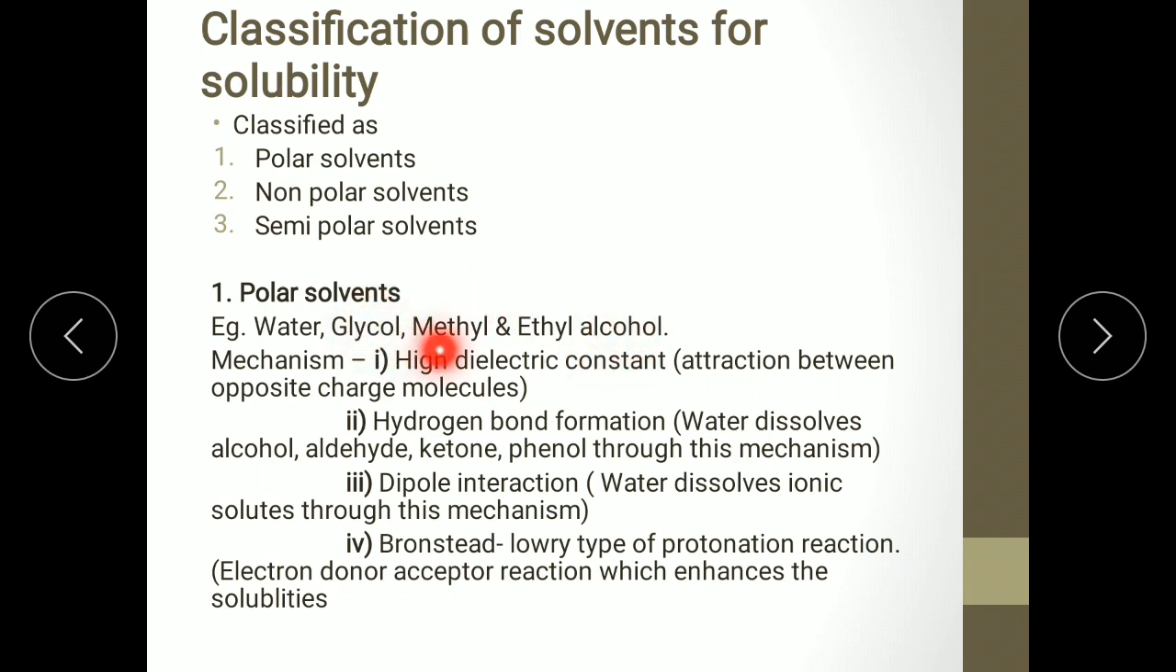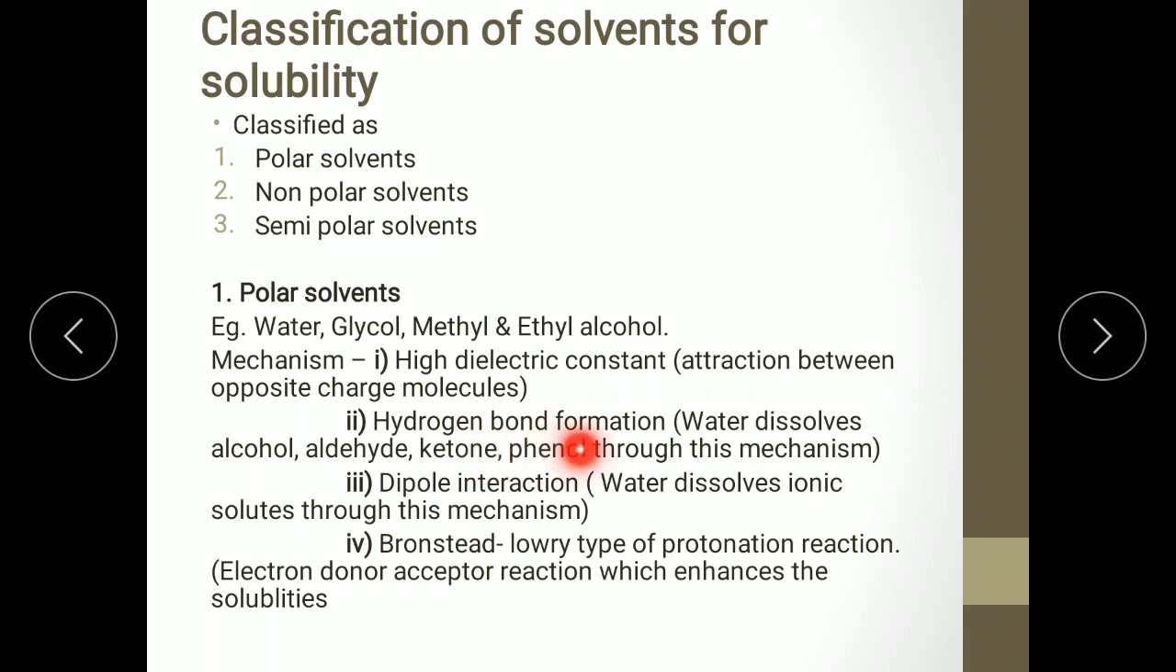Polar solvents usually contain hydroxyl groups, and their mechanism of solubility is based on four categories. First one is high dielectric constant, meaning attraction between oppositely charged molecules. These molecules contain some charges; they have a negative charge, the OH minus group, that will attract the positively charged molecules. So that leads to the solubilization of the solute. Higher dielectric constant they contain.